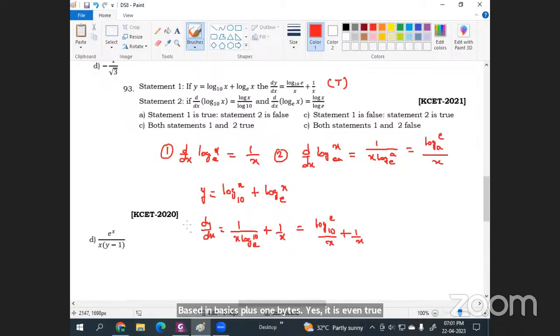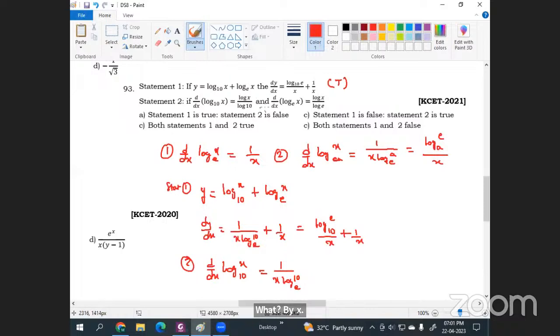Right? Comes to the second one. This is statement number 1. Now statement number 2. dy by dx of log x base 10 equal to 1 by x log 10 base e. But he has given wrong log x base e, this is also wrong. It is false. Right? So statement 1 is true, second one is false. First option is the right option. Right, children?